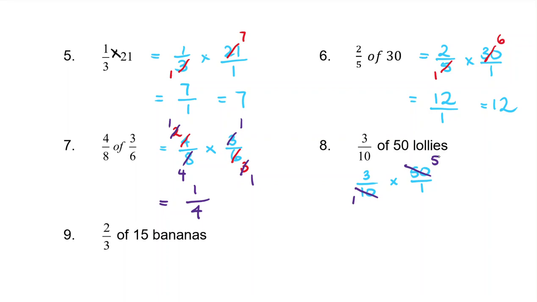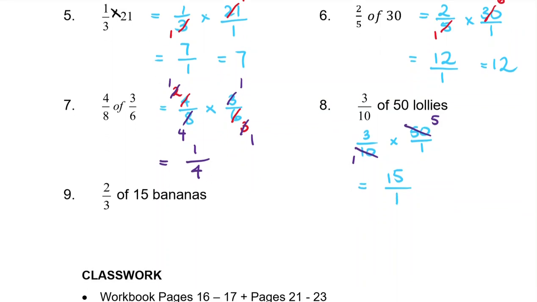Okay, timesing what is left. 3 times 5 is 15. On the bottom, 1 times 1 is 1. So 15 over 1 is really just 15.